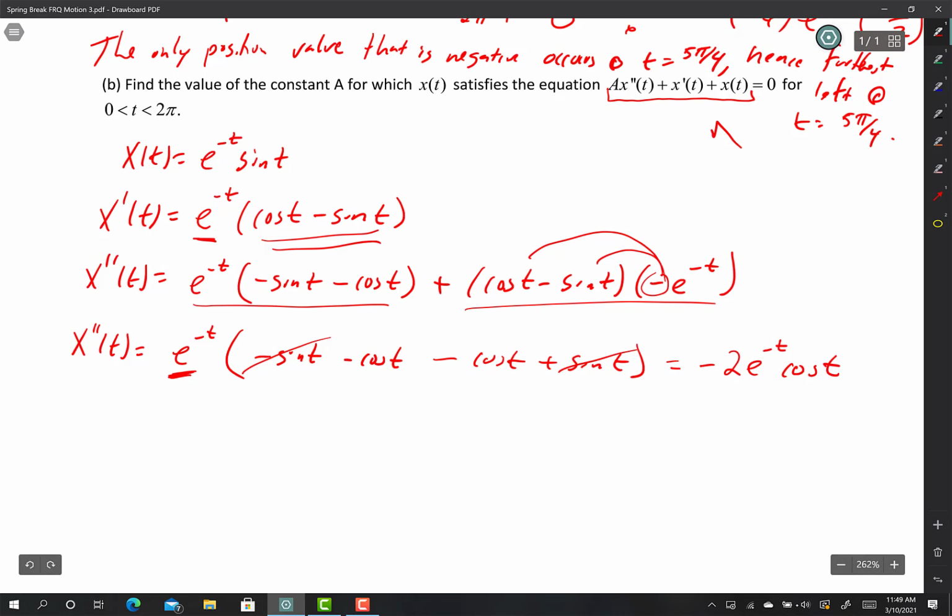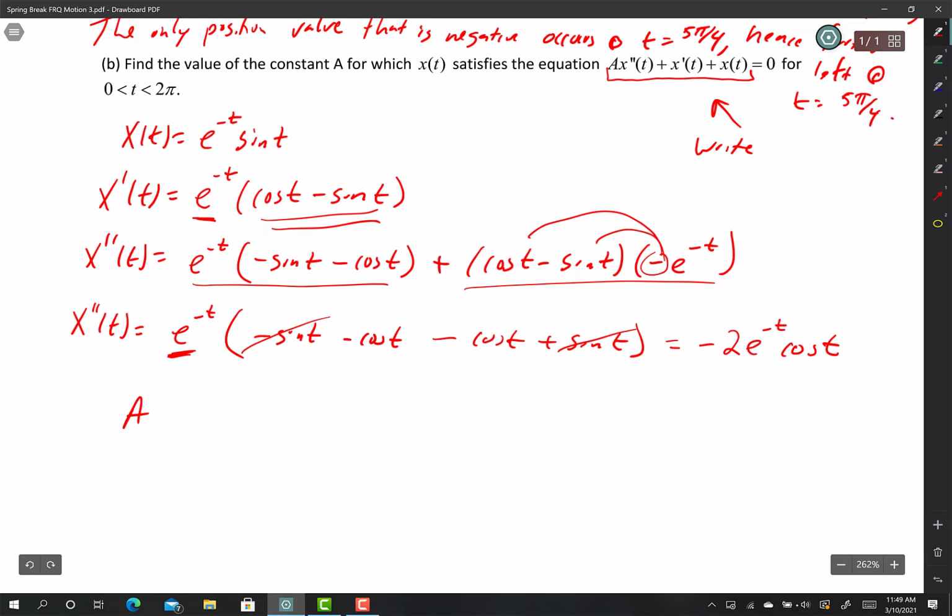Now I'm going to write this. So here we go. A times negative 2e to the negative t cosine t plus e to the negative t cosine t minus sine t, and then finally plus e to the negative t sine t, and all that equals 0.